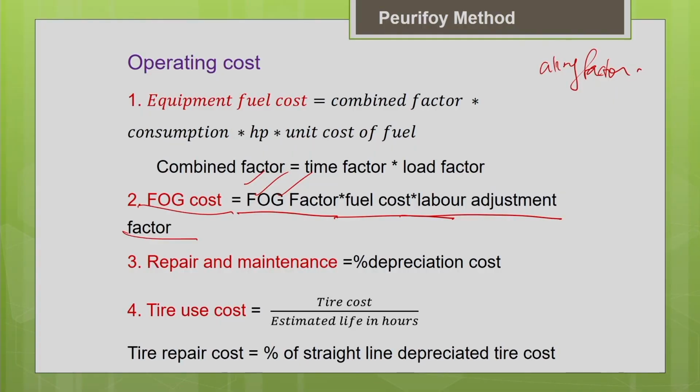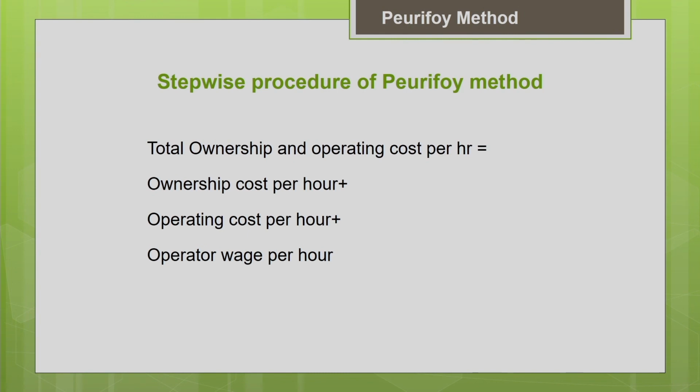And the repair and the maintenance are expressed as a percentage of the depreciation cost. So this is also one way to express the repair and maintenance, as we discussed earlier under the operating cost. Another thing is the tire use cost. It depends upon your tire cost and the estimated life in hours of the tire, which you can get from the equipment manufacturer. And the tire repair cost is expressed as a percentage of the straight line depreciated tire cost. So you just add up everything, the ownership cost, all the operating costs and the operating wages also, and you will get your total ownership and operating cost following the specified guidelines.